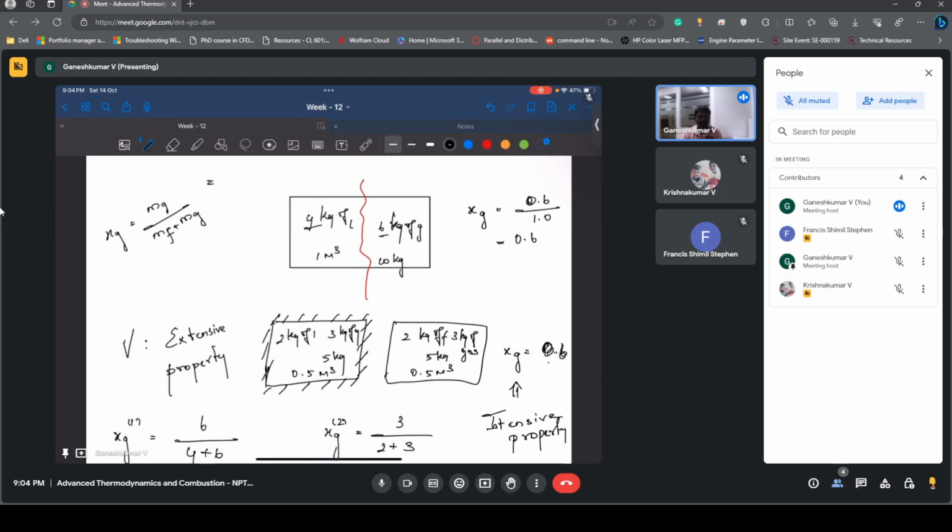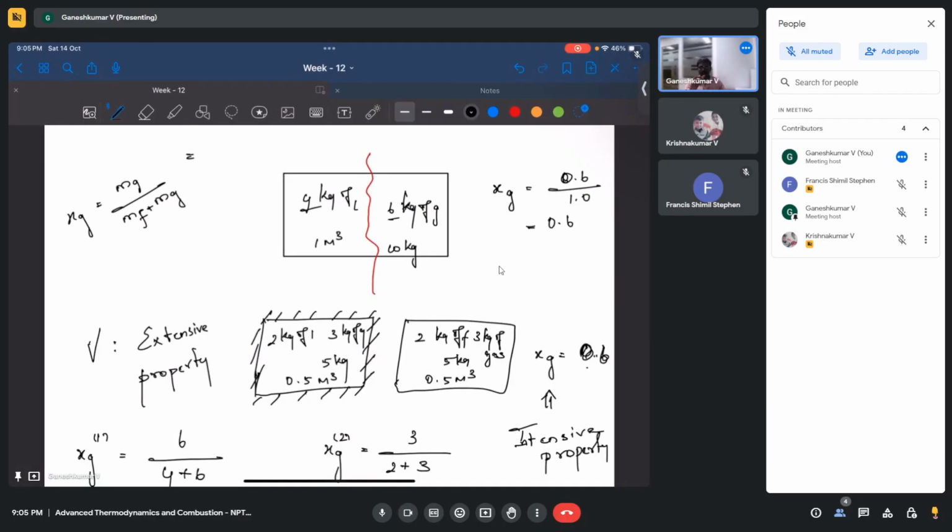But the 10 kg mass is at 1 atmospheric pressure. Now if I divide it, both systems are going to have 1 atmospheric pressure only. It's not going to be 0.5 atmospheric pressure each. There's a difference between mass and pressure, right? Mass is an extensive property because it depends on the extent of the system, the amount of matter present in the system. But pressure doesn't depend on that. It still says 1 atmosphere.